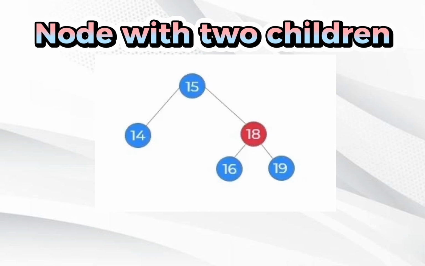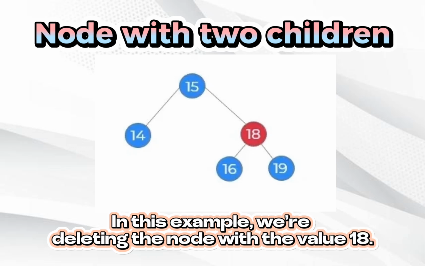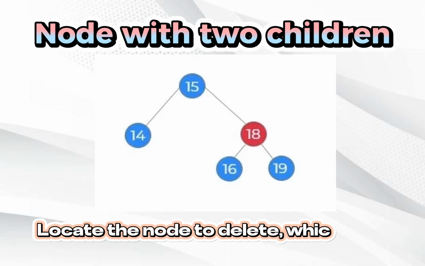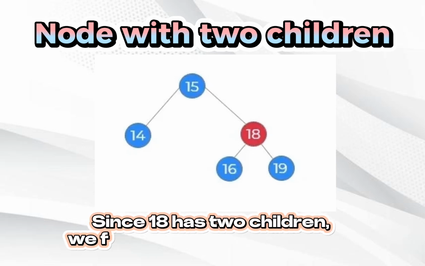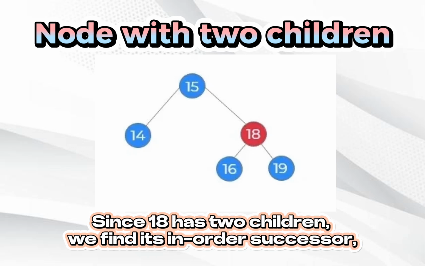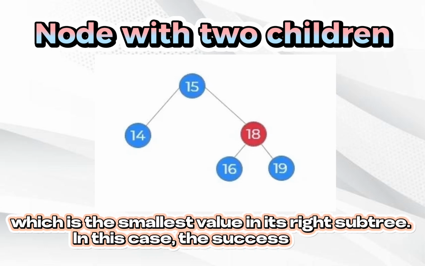Node with two children. In this example, we're deleting the node with the value 18. Locate the node to delete, which is 18. Since 18 has two children, we find its in-order successor, which is the smallest value in its right subtree.